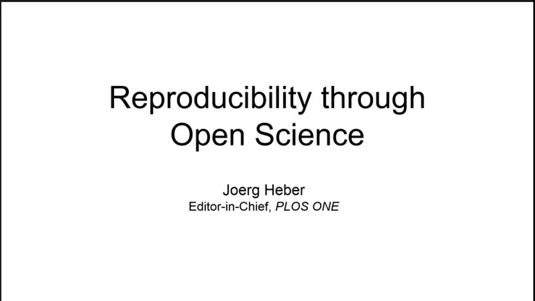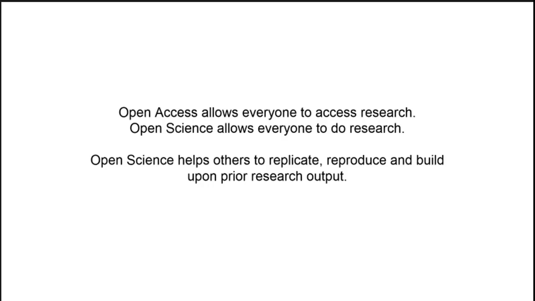Today I'm going to talk about how we can achieve reproducibility through some of the open science initiatives that we do at PLOS, in particular also PLOS One. This is also following up from open access, because I believe open access allows everyone to access the research, obviously, and to read papers for free anywhere. And in my view, open science also allows everyone to do research built on the work of others in a way that goes beyond open access even. So it helps others to replicate, reproduce, which is the topic here, and build up on prior research output.